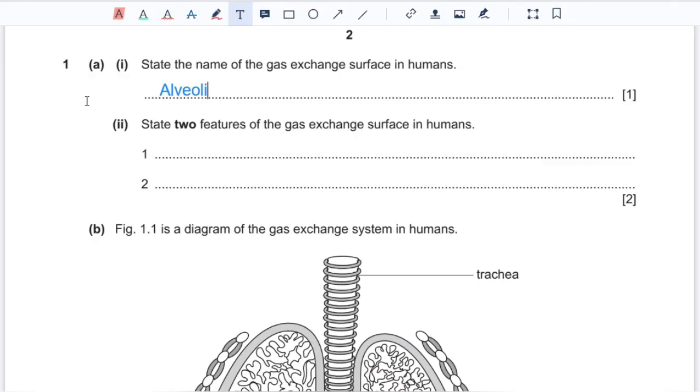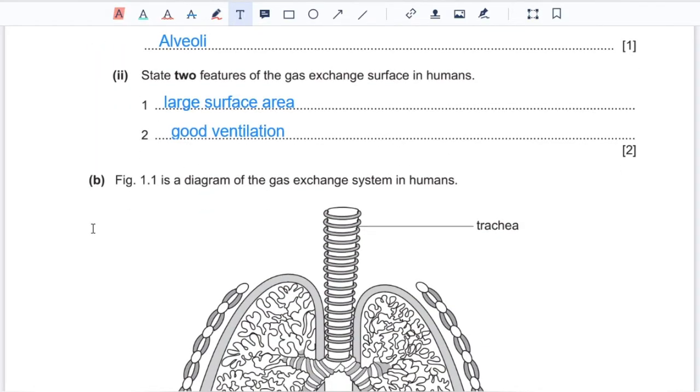So the gas exchange surface, or the alveoli, have a large surface area and a short distance of diffusion for gases like carbon dioxide and oxygen, since the alveoli are only 1 cell thick. They have a good blood supply due to the blood capillaries, as well as good ventilation, which is the movement of air into and out of the lungs. So you can write any two of them.